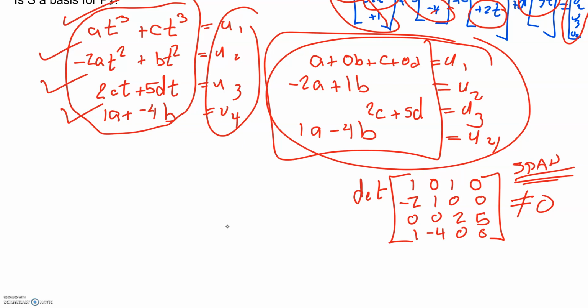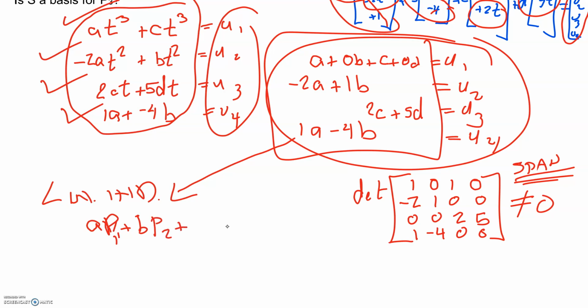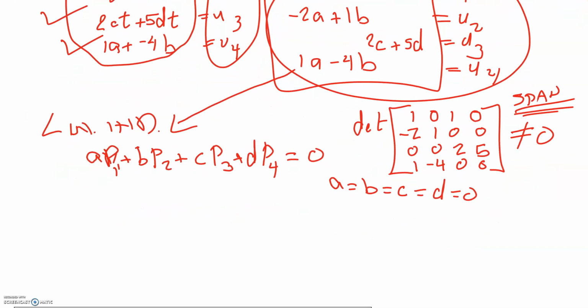Now we want to find out if we are linearly independent, which in other words means when we do the same system, right? So A times polynomial 1, and B times polynomial 2, C times polynomial 3, and then D times polynomial 4. Does it equal 0? And does it equal 0 only when A is equal to B is equal to C is equal to D is equal to 0?